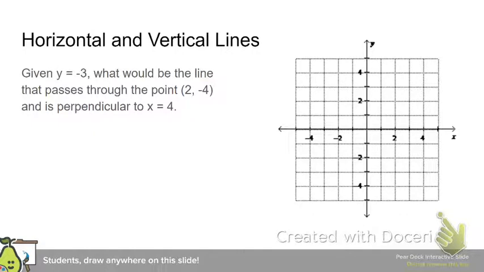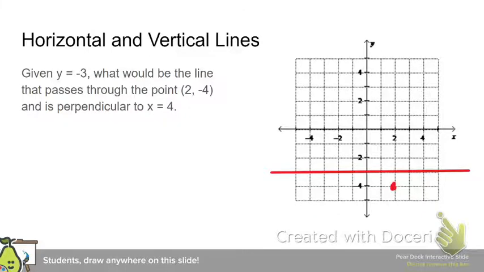Same thing here. If we're going to have a line at y equals -3, that's going to be on the y-axis at -3. So that's this horizontal line here. If we want it to be perpendicular to that line, I don't know why the x equals 4 is here. It's because I'm copying and pasting, not doing a great job. Okay, but we want it to be perpendicular to y equals -3 and go through the point 2, -4, which is right here.